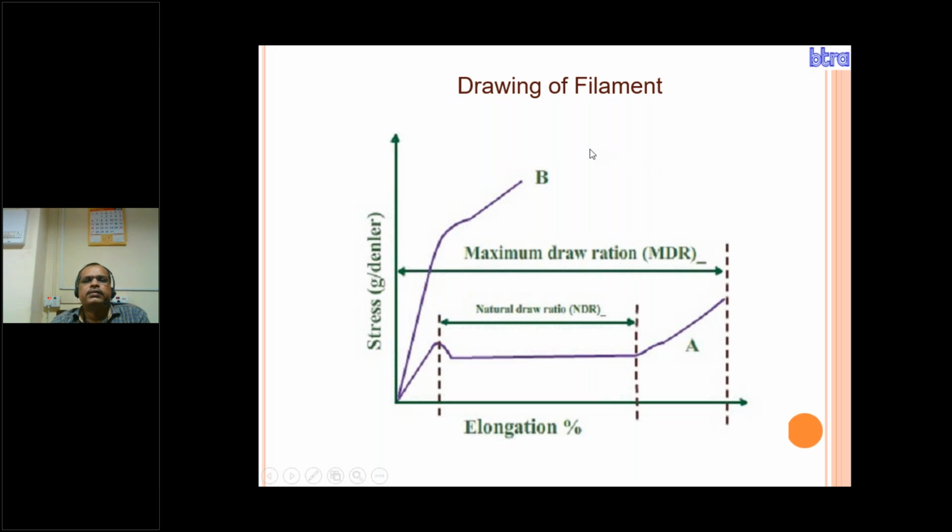Next is the drawing of the filament. The filaments which we prepared from this molten polymer are in an amorphous structure. So we have to draw and stretch them to form the crystal structure and to get strength in the filament. Here I will plot the stress in grams per denier against the elongation of this filament. We can see there is no increase in stress, but elongation is there. This is the natural draw ratio of the polymer, and after that there is an increase in stress as it takes stress for the elongation. So this total is the maximum draw ratio. This draw ratio we can apply to make the filament stronger.